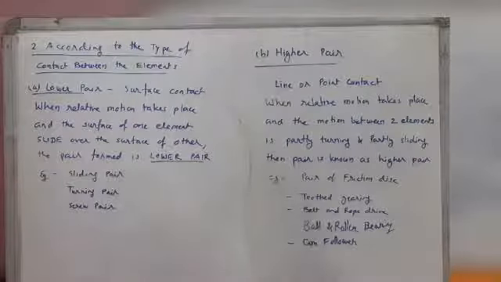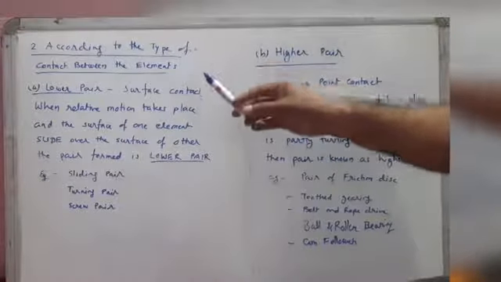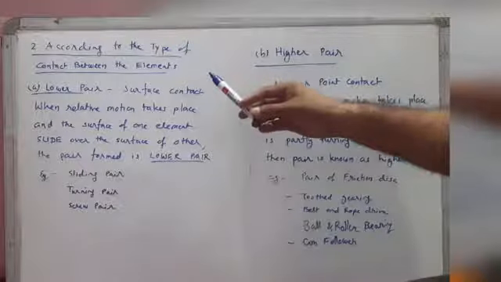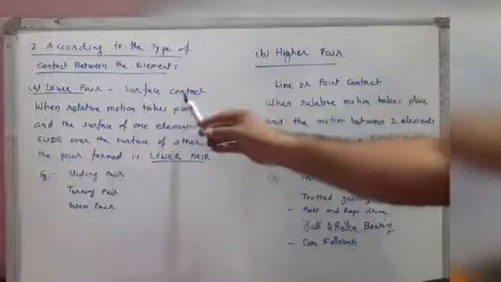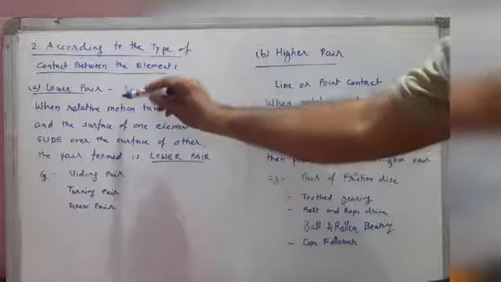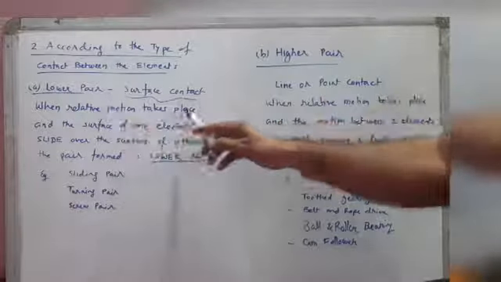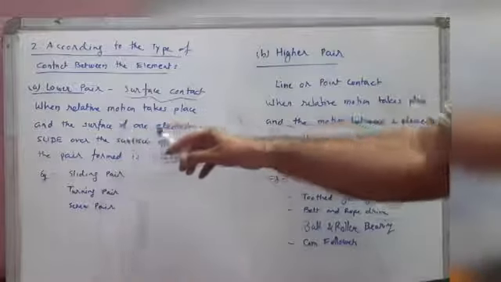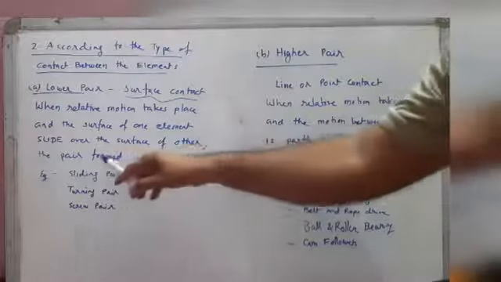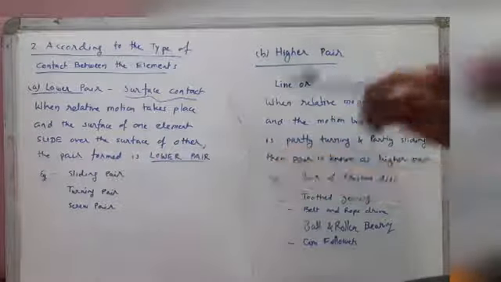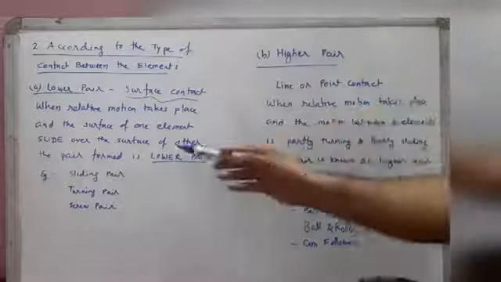Next, according to type of contact between the elements, these pairs can be classified as lower pair and higher pair. When surface contact is there, and relative motion takes place and the surface of one element slides over the surface of the other, the pair formed is called lower pair.